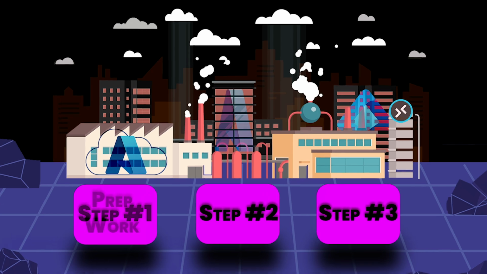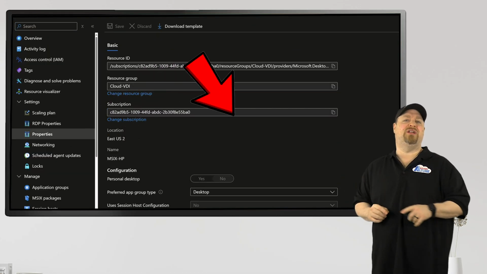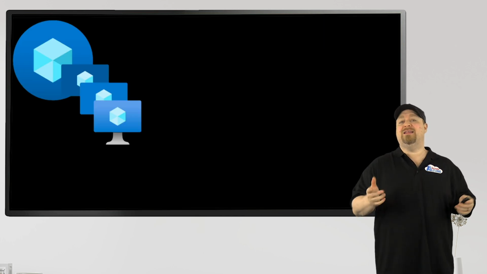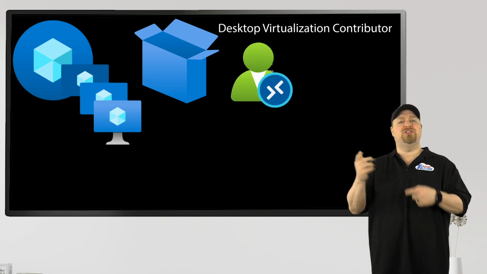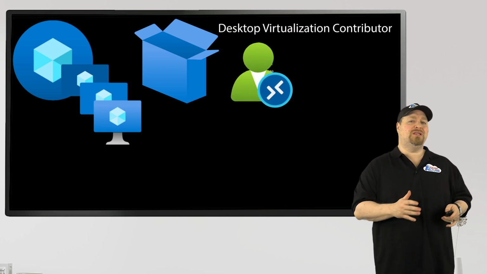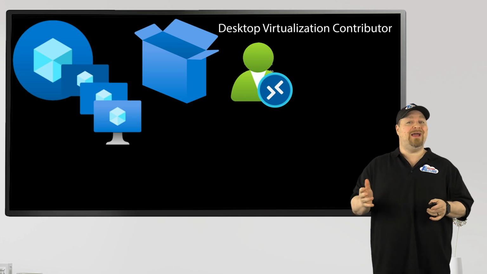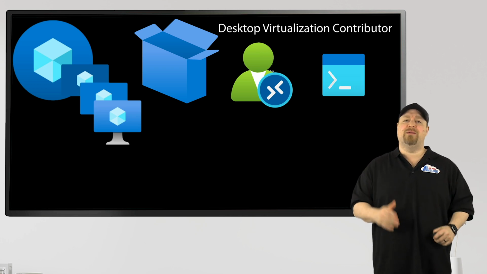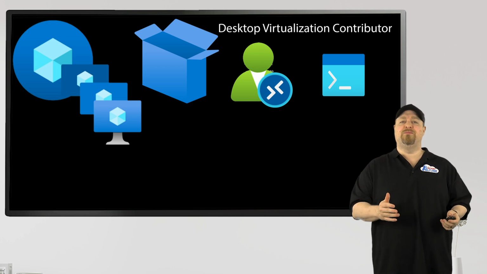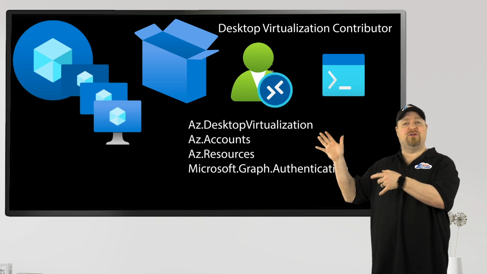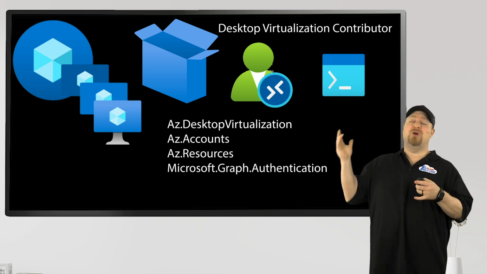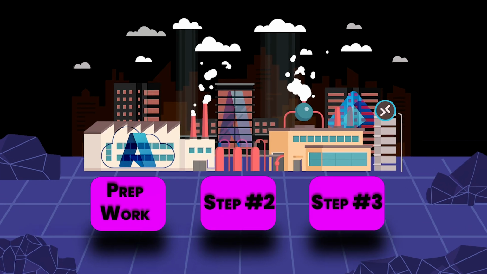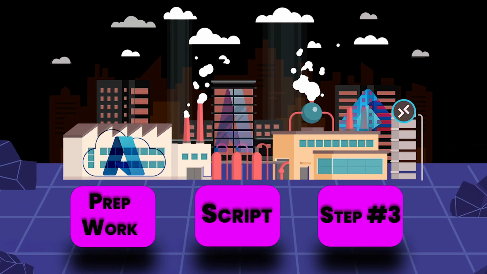So step one is our prep work. You'll need at least one host pool with the validation environment setting enabled and at least one MSIX package that you want to migrate. For permissions, you're going to need the Desktop Virtualization Contributor role or higher, and we're going to use a script that'll do the migration for us, which means you'll need the latest version of these PowerShell modules, or you could just make it easy on yourself and open the Cloud Shell. With the prep work done, we can move on to step number 2.